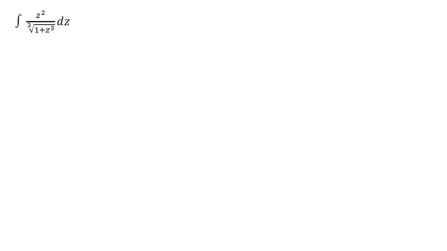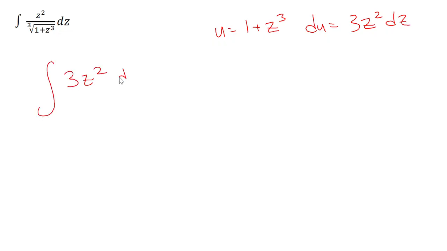All right, our next one here, if you look at what's inside that cube root, its derivative is partially in the numerator. And so if we let u equal 1 plus z cubed, then du is 3z squared dz. And I've got a z squared, so all I have to do is multiply by a 3 on the inside of that integral and a 1/3 on the outside.